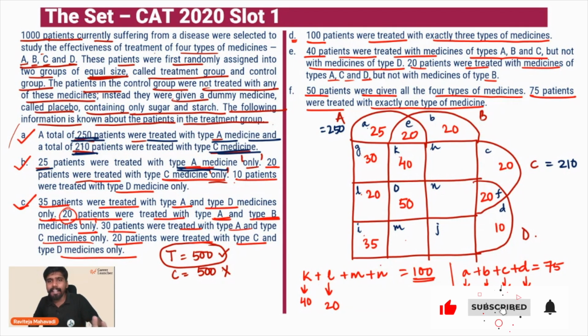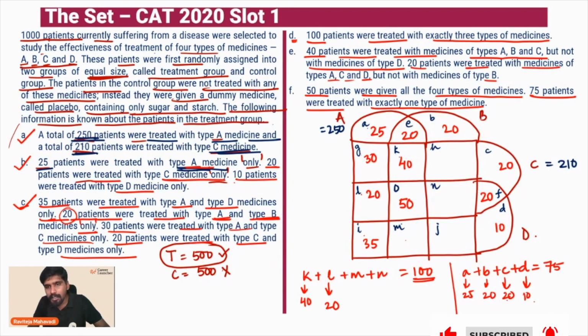Now, what are the areas that are unknown to us? M, J, H, N, and C. Sorry, C is already known. M, J, H, and N. Only 4 areas are unknown to us.